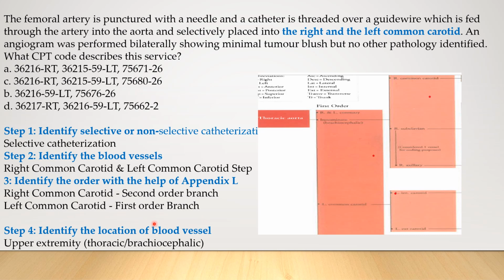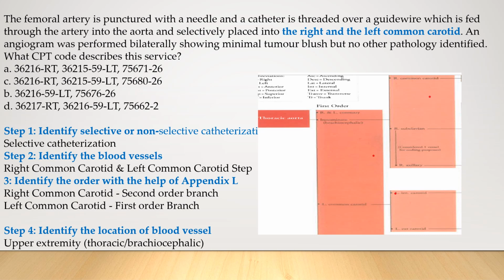You can see the Appendix L. I will show you the Appendix L. So here you can very well see what is the first order and what is the second order. And then you have to identify the location of the blood vessel. Are they upper extremities or lower extremities? So definitely this is an upper extremity vessel.